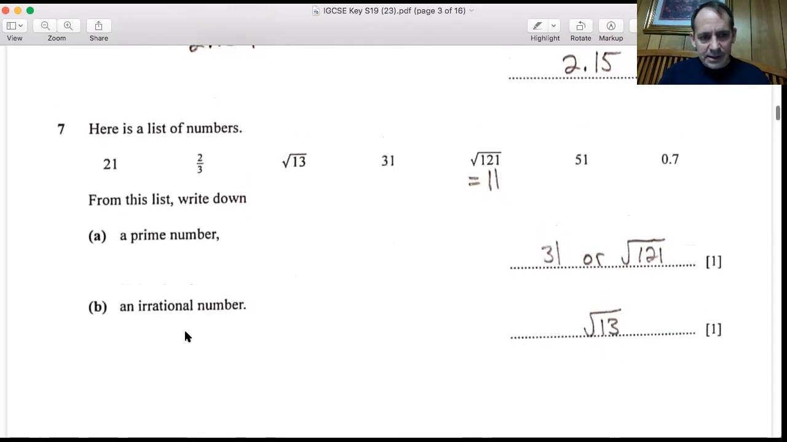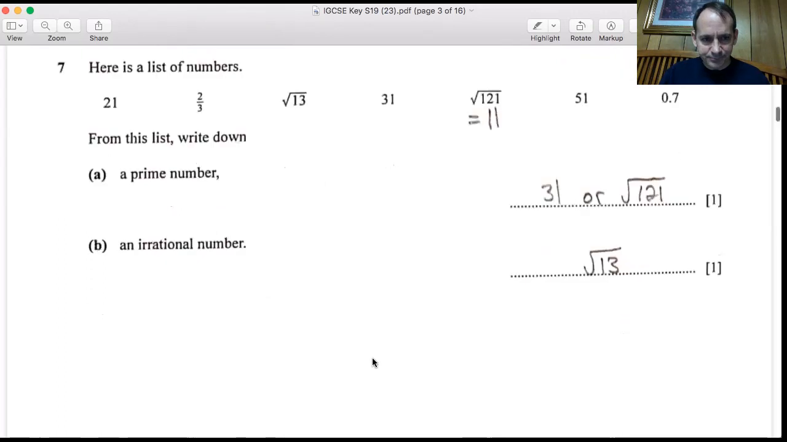And then an irrational number. An irrational number is a radical that does not come out evenly. The root 121 came out evenly as just 11. Root 13 does not. That's your irrational number.